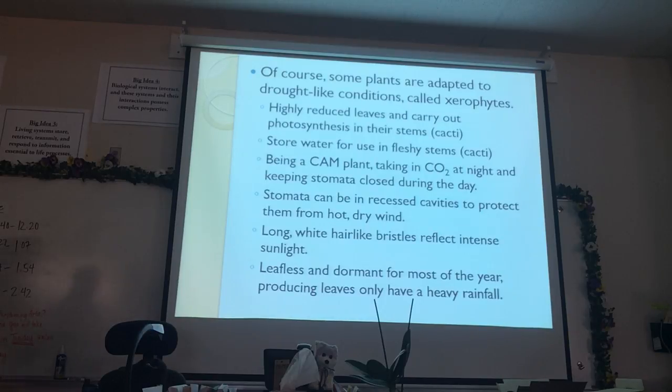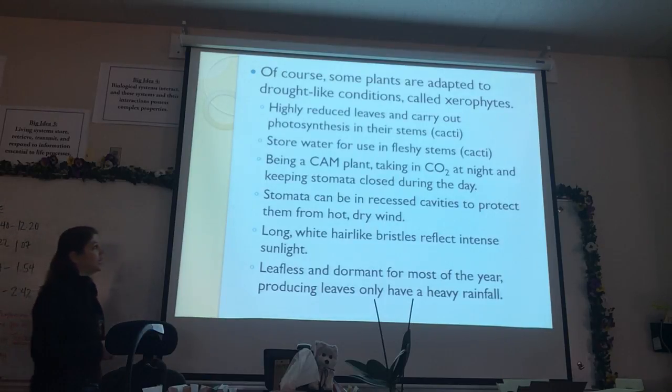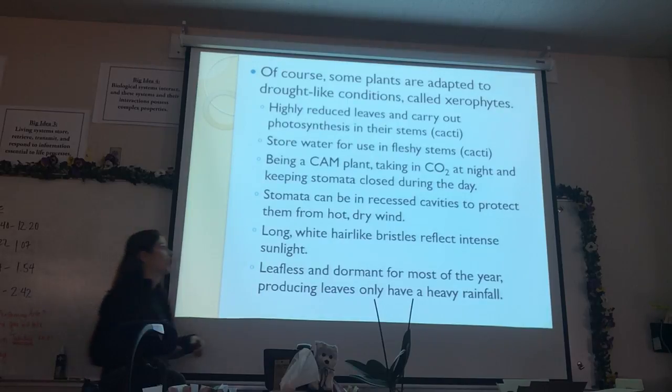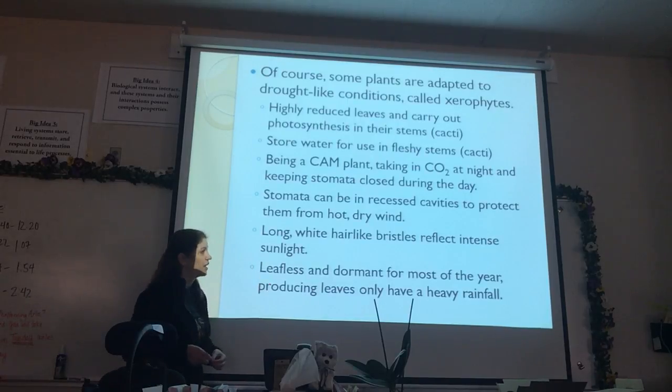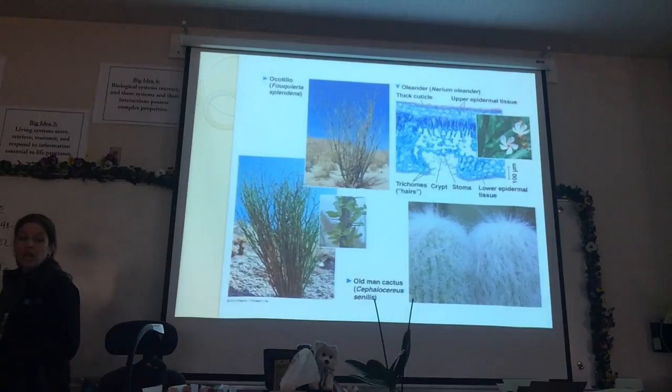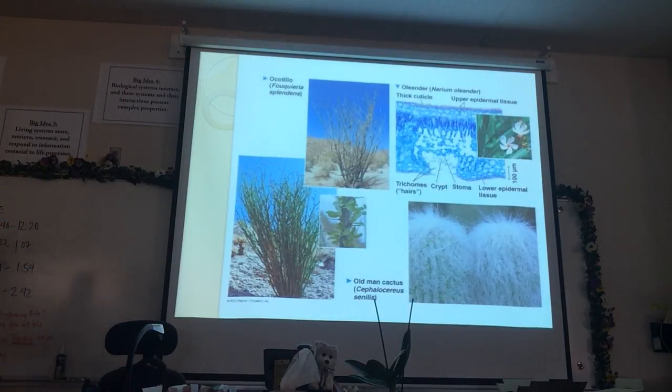They could be a CAM plant where they take in CO2 at night and keep their stomata closed during the day. Their stomata could be recessed in cavities called crypts to protect them from wind. They could have long white bristles to reflect intense sunlight to keep the plant itself cooler. Or they could actually be leafless and dormant for most of the year and really only produce leaves when there is sufficient rain to make it worth their while.